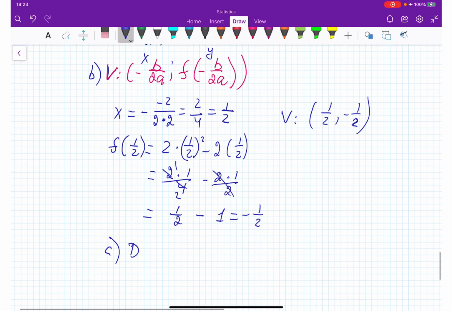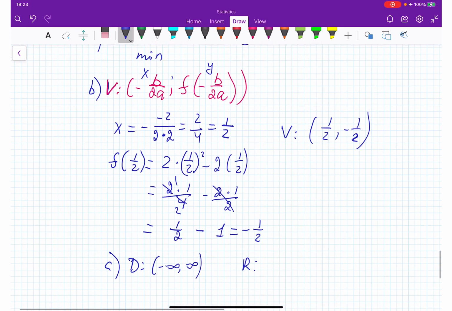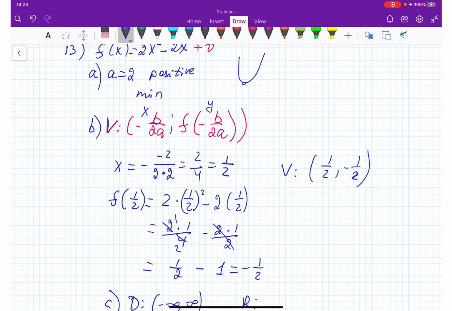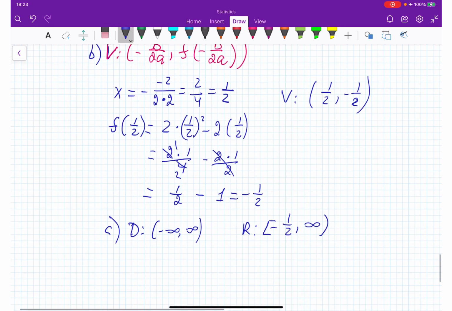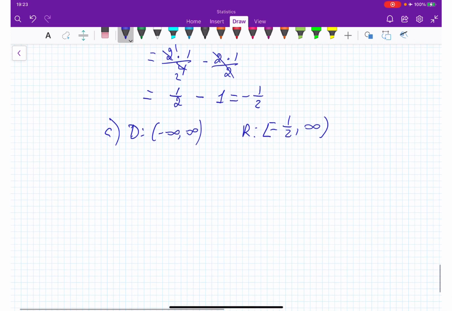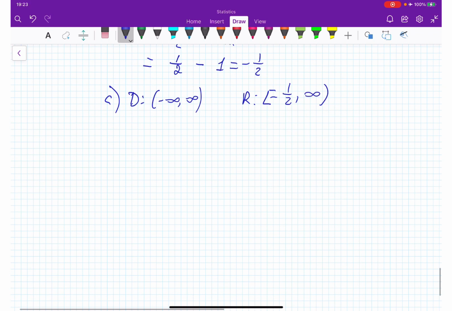And lastly, the domain is going to be again negative infinity, positive infinity, but the range, guess what? Since it's a minimum and the graph goes higher, it will start with negative 1/2 and it will go up to infinity. Okay, I'm done.